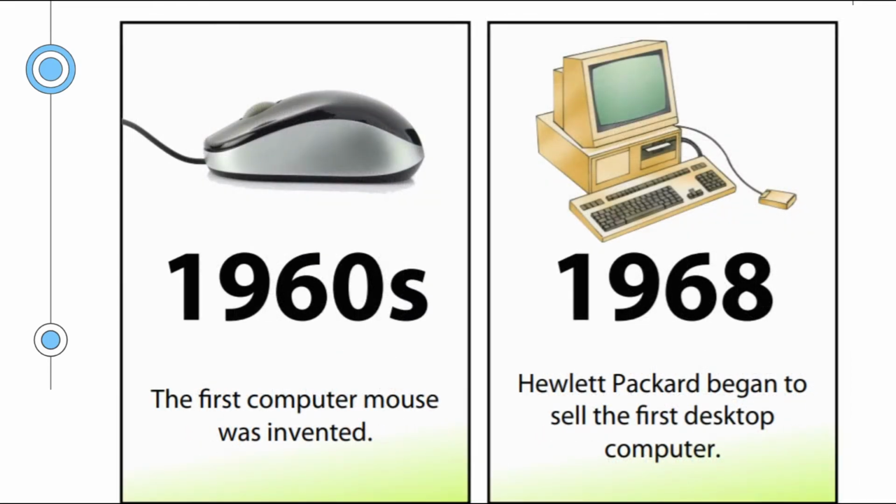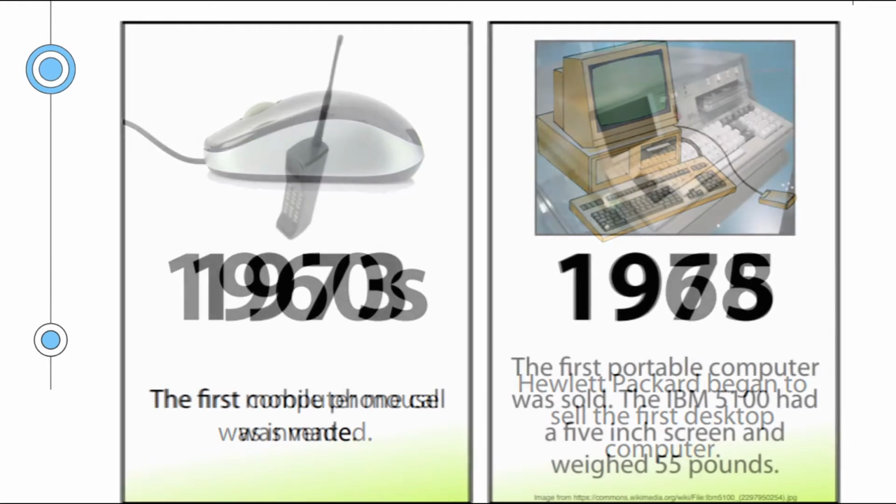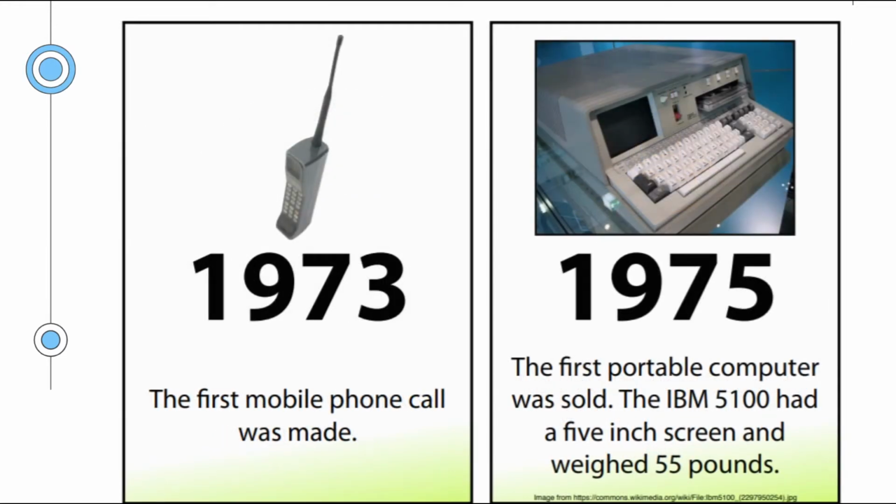In 1960, the first computer mouse was invented. And Hewlett-Packard, a company we all call HP, started selling the first desktop in 1968. Another interesting thing is Hewlett and Packard were two engineers, and they founded Silicon Valley in the US. In 1973, the first mobile phone call was made. I think the phone was made by a company called Motorola in the US.